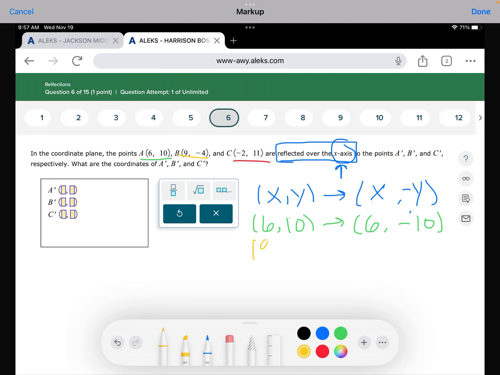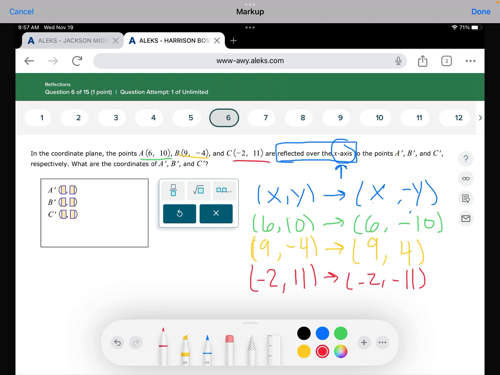B was 9 and -4. By our formula, it says keep x the same, so we keep that as 9, and then change the sign of the y, so now it's +4. And then lastly, for C, we had -2 and 11. Our formula says keep x the same, so it's still -2, and change the sign of the y, so -11. And that's it.